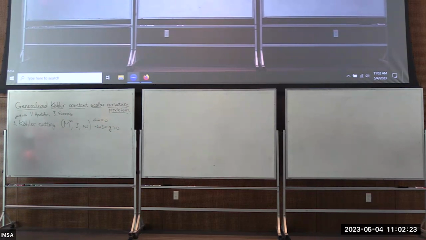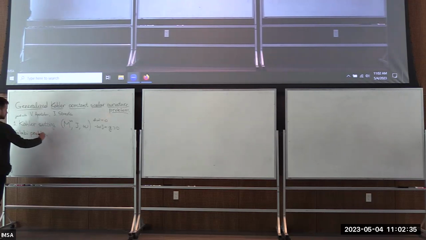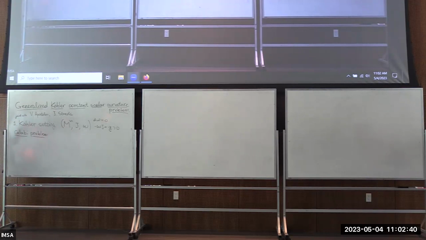And the problem which people studied in Kähler geometry for a long time goes back to Calabi. We saw one of the versions of the Calabi problem yesterday in Carolina's talk. So the Calabi problem which I'm describing right now is slightly more general. You don't have to be in one of these three classes of Calabi: general type, Fano, or Calabi-Yau. Actually, this is more general.